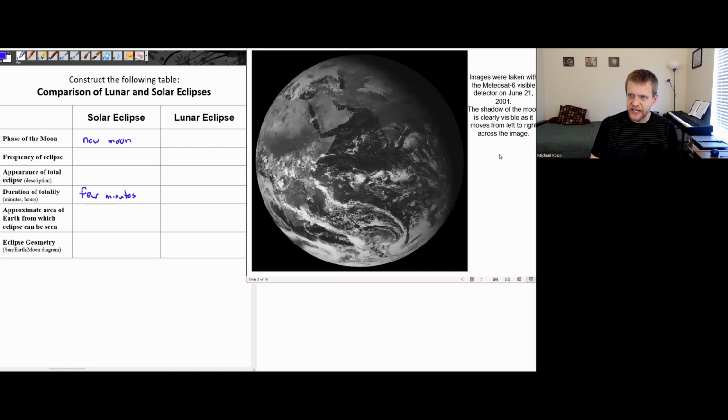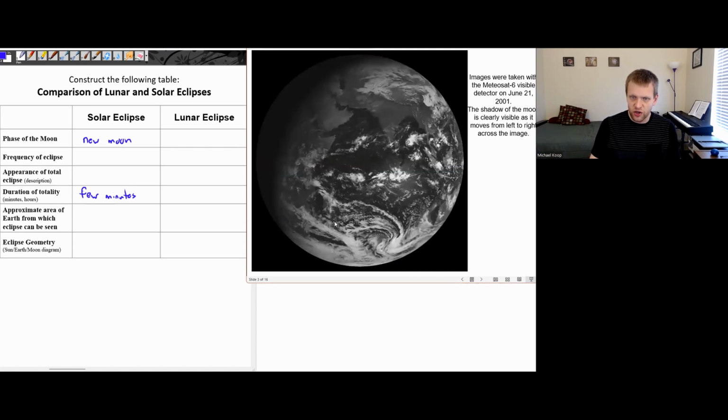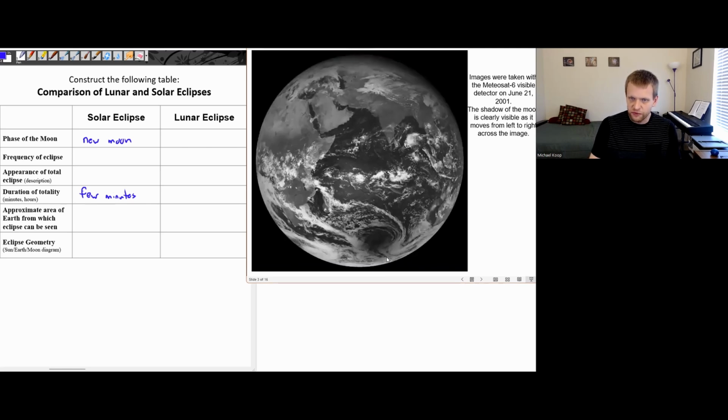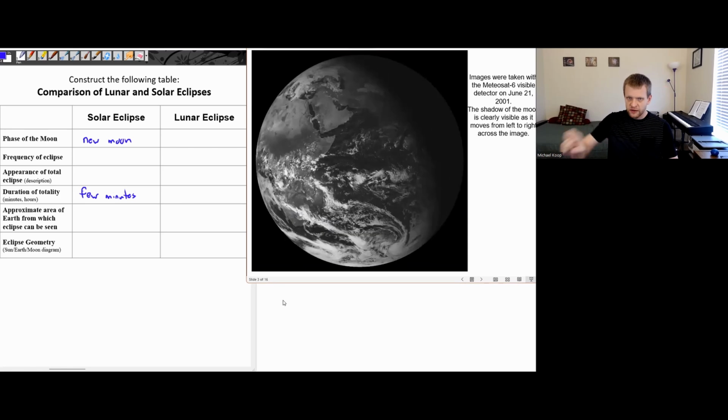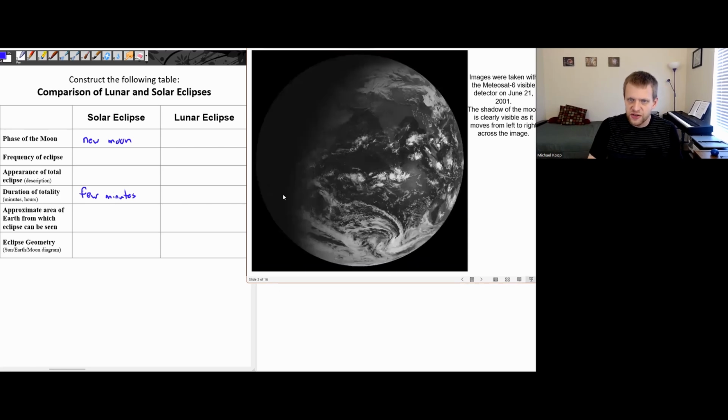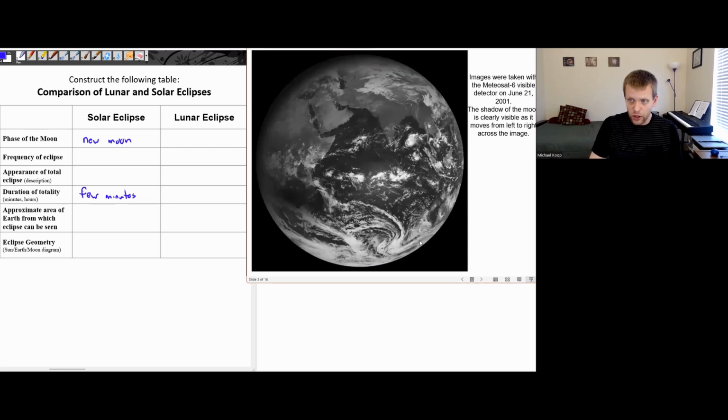These are images taken by a satellite during an eclipse, and along the bottom, hopefully the recording is picking this up decently, you can see the shadow of the moon make this cut across the southern part of Africa and the Indian Ocean.